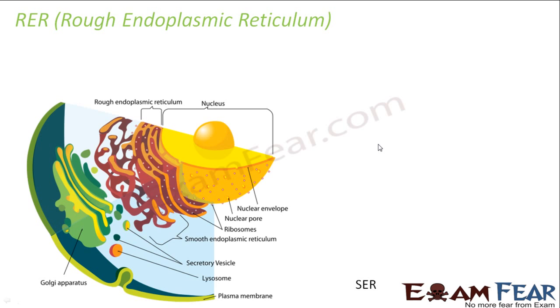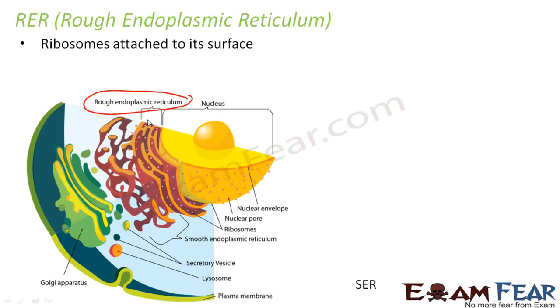Now let us talk about rough endoplasmic reticulum. Here again there is another picture of endoplasmic reticulum. Let us look here, what is a rough endoplasmic reticulum? As I said in the very first slide, the rough endoplasmic reticulum, as the name says, is rough. Its surface is not smooth. Over the surface, here you can see this is the rough endoplasmic reticulum.